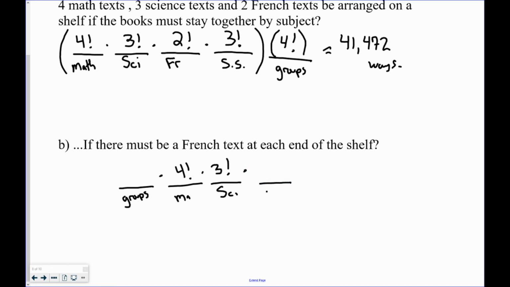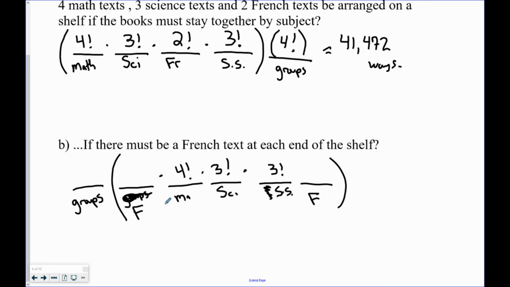And then we had French. No, French is going to be on either end. So we're going to skip French and we're going to do social studies. Now there's 3 factorial ways for the social studies. And then on each end, you must have your French books. So this is confusing. I'm going to change this to French. I'm going to change this to French. And I'll put some brackets around this. And we'll have to consider how many groups we have in a moment. So how many French books did we have? Well, there's 2 French books.